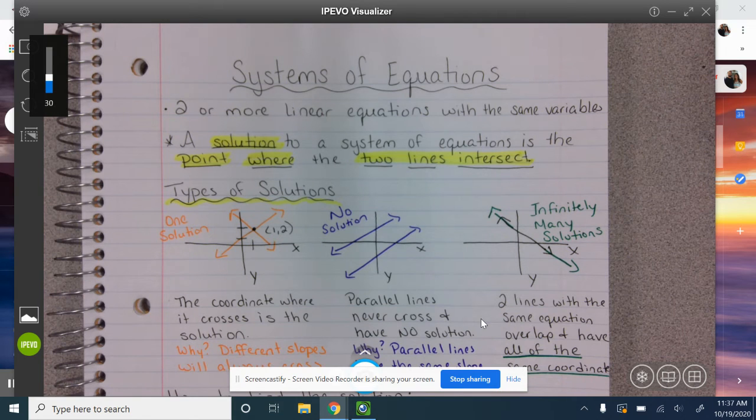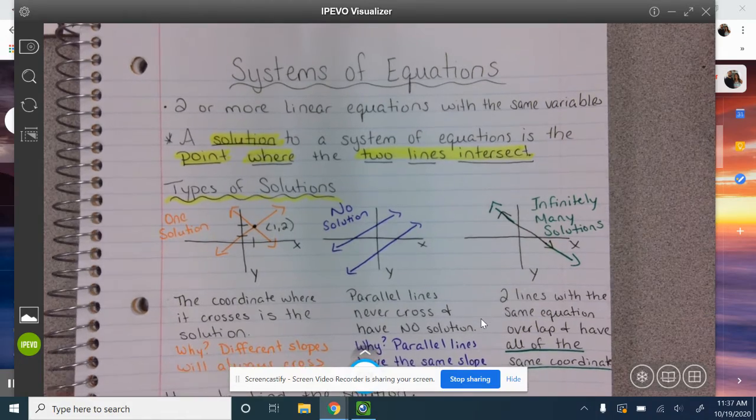All right, today we're going to look at systems of equations. Systems of equations are two or more linear equations that have the same variables. So you're going to have your x's and your y's. You're going to have a slope. You're going to have a y-intercept. The solution or the answer to a systems of equations problem is the point where the two lines intersect, or where they're going to cross each other.